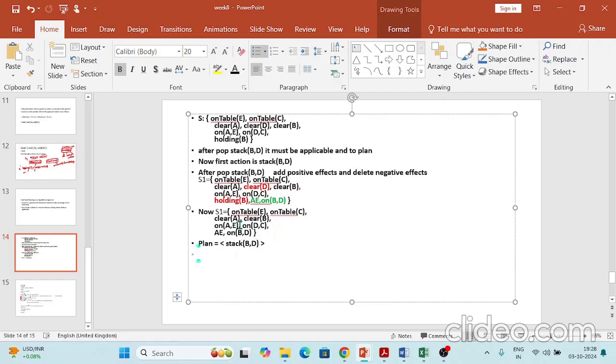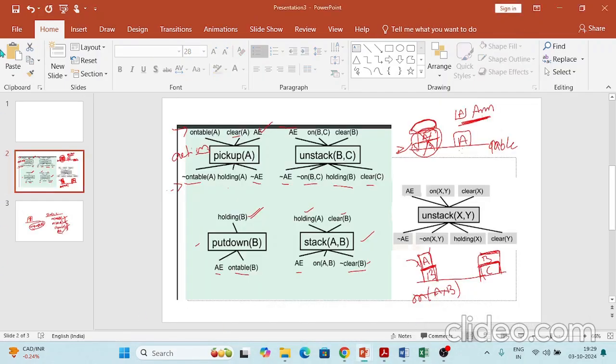Now the state will be changed. Previously we were comparing whether the actions are applicable to the state. Now the state will be changed to S1 after adding this stack BD. So add positive effects and delete the negative effects. Stack BD means what we'll get? Positive effects means only on BD, arm empty, clear B. Stack BD. So arm empty.